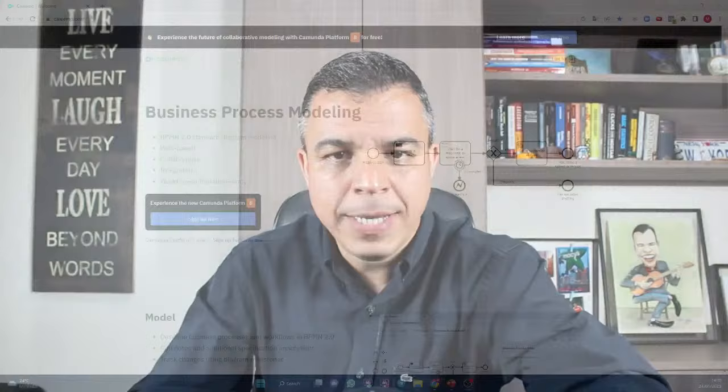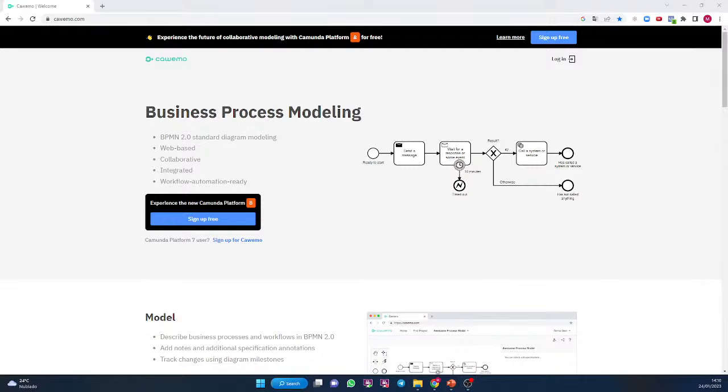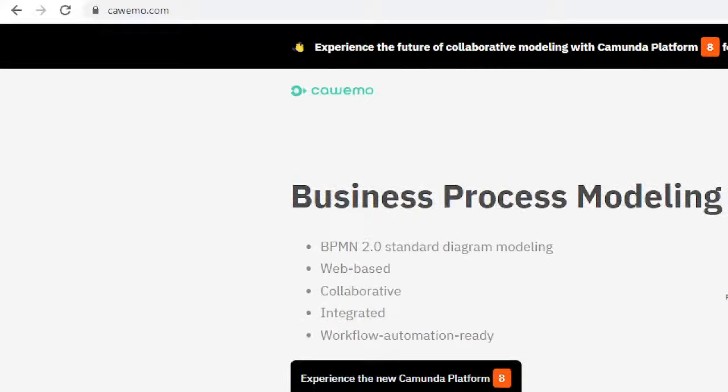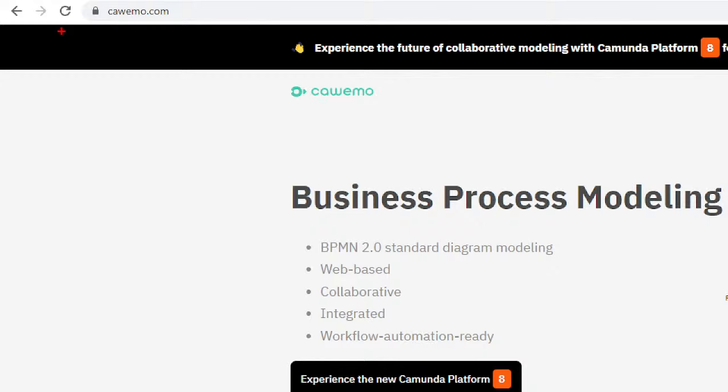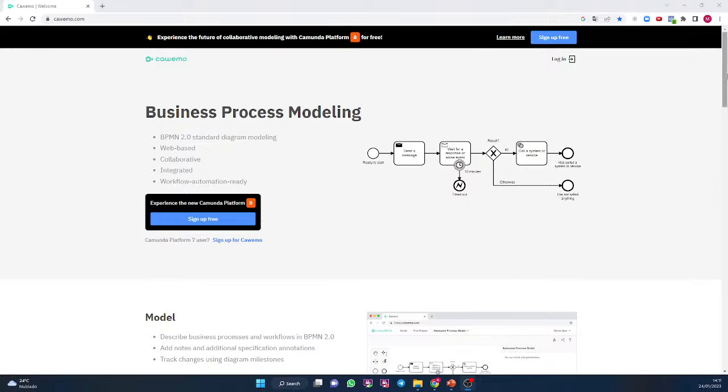Let me know if you guys can see my screen. If you type Quimo.com, you have access to this very powerful tool. Quimo.com, see? And then you can sign up for free, and then you can build your process map. So you have the start of the process, you have the tasks, you have the decision points, you have the end of your process.